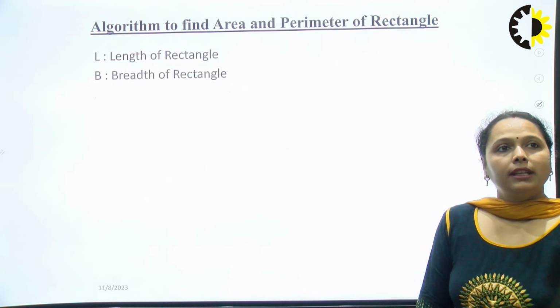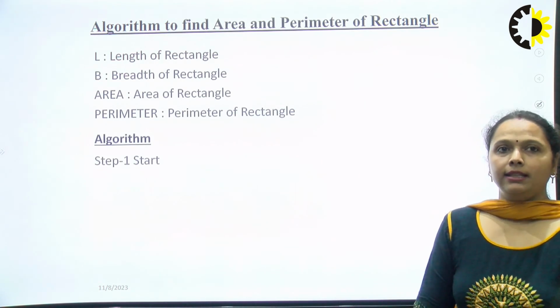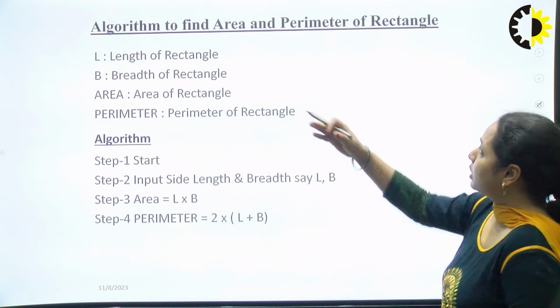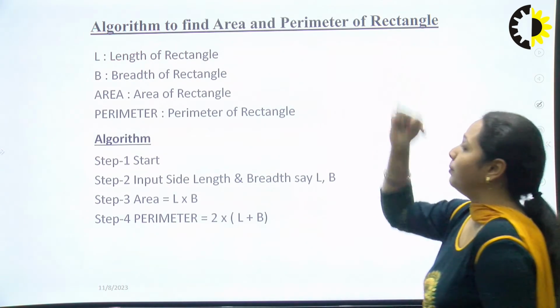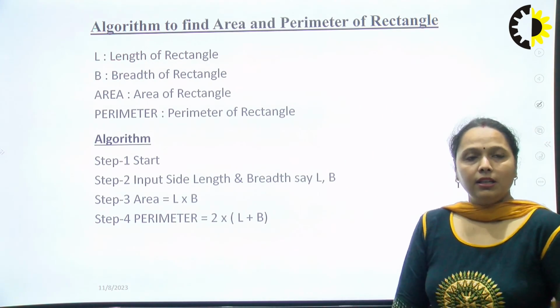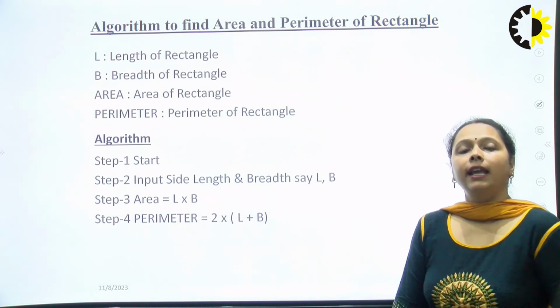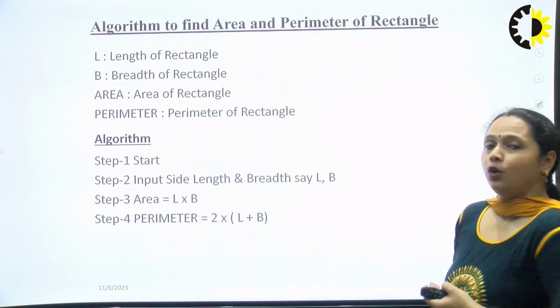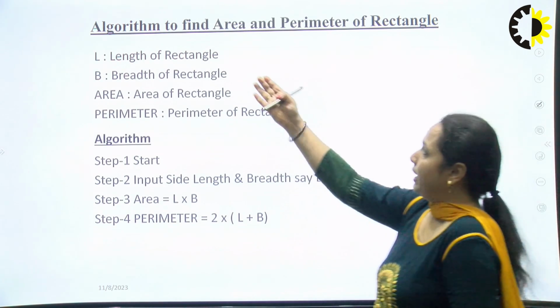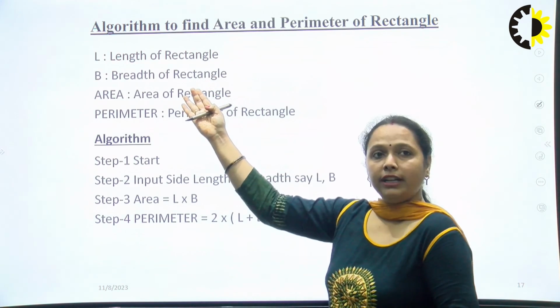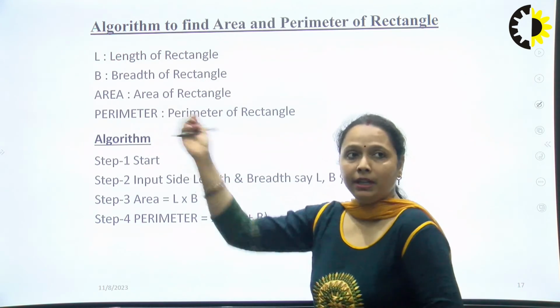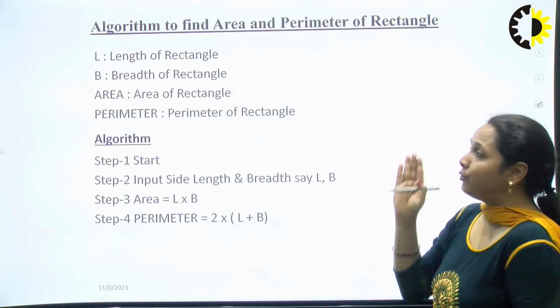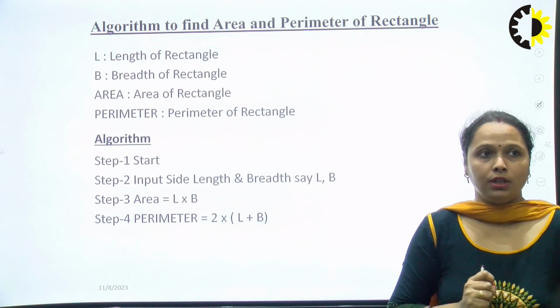So next we will go to the next algorithm, which is for calculating or finding area and perimeter of the rectangle. So for calculating area or perimeter of rectangle, what do we need? We need length of rectangle, breadth of rectangle, area and perimeter. These are the few variables which are being used during the solution.